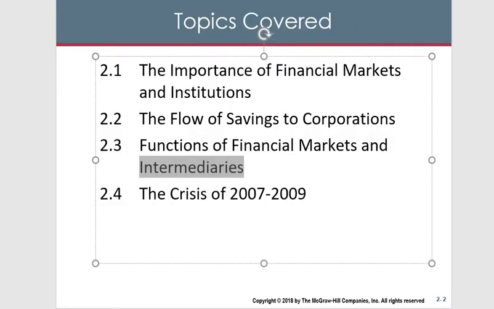Okay, in this chapter we'll cover the importance of financial markets and institutions, the flow of savings to corporations, which is very important, functions of financial markets and intermediaries, and the crisis of 2007 through 2009.